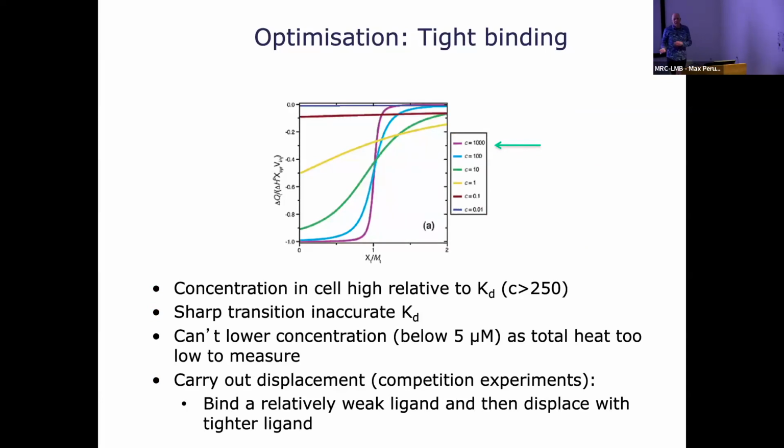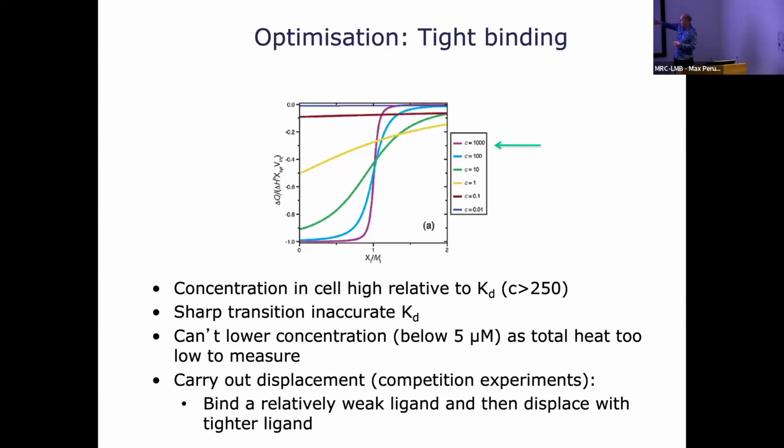So you kind of think, well, why can't you just lower the concentration? If it's say 10 nanomolar KD, why can't we just use 100 nanomolar? The problem is then you get less protein in the cells, less number of sites, less number of reactions and less heat. So there's a lower limit, about 5 micromolar, to measure this total heat.